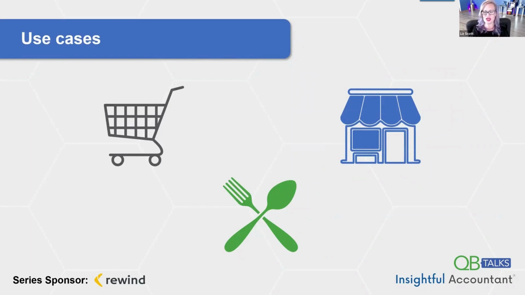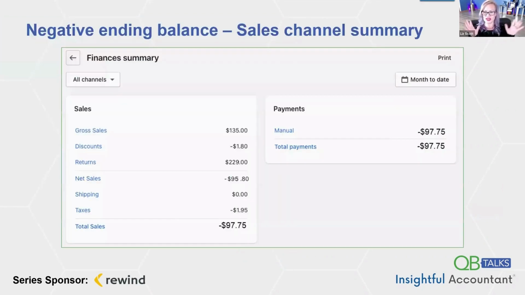And so the need for being able to add negative deposits is maybe because you have negative sales for that day. And the way that can result is, here's an example of a Shopify finance summary. If I've got a client who has a Shopify account and they have sales for this day of $135, but then they had more returns than they had sales, that's going to result in a negative deposit.